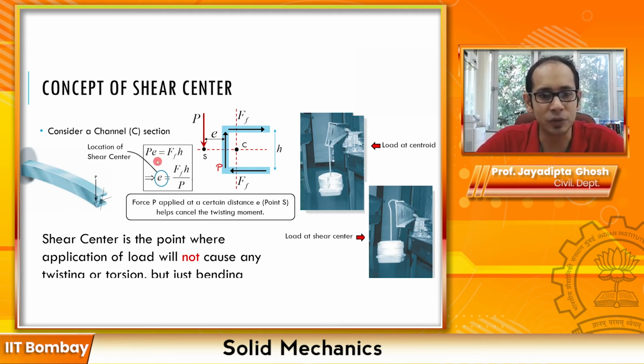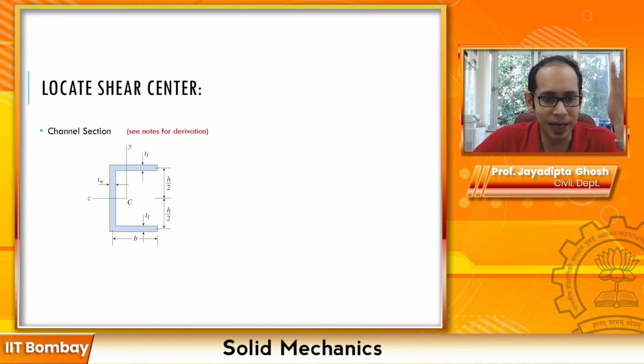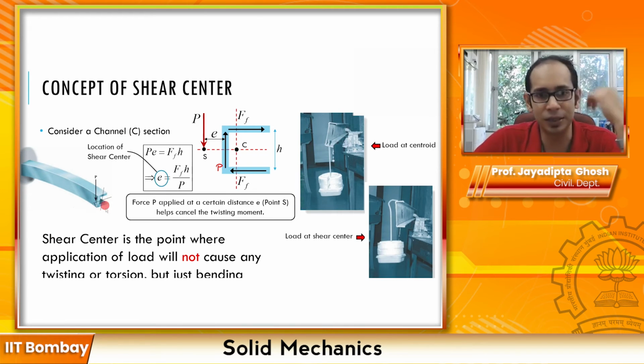So E gives you the location of the shear center in this particular case. So I hope this overall concept was clear. What we are going to do now is look at a problem example where we take a similar channel section, a similar kind of section like this, and compute the location of the shear center. So let's go ahead and take a look at a problem example.